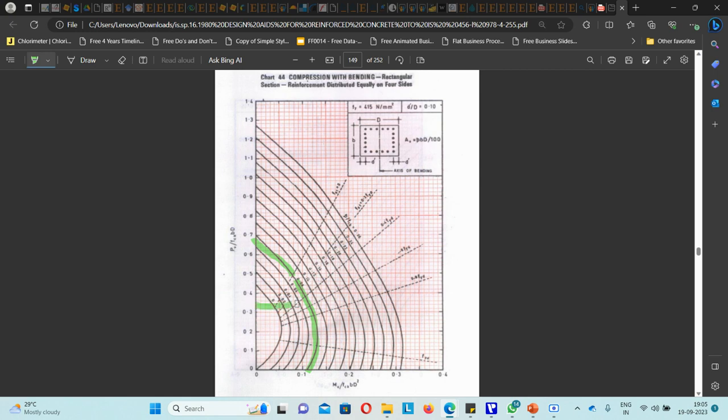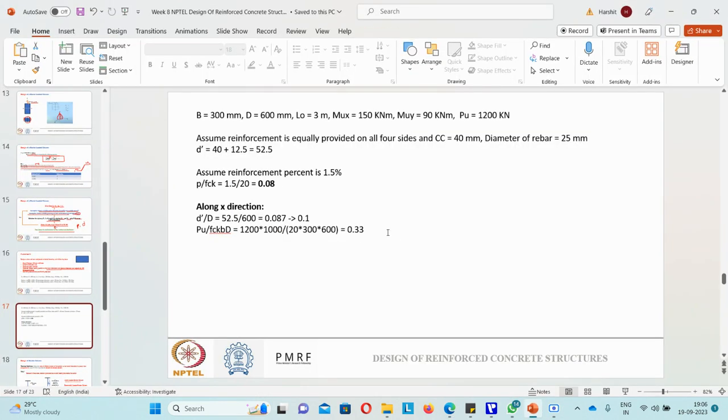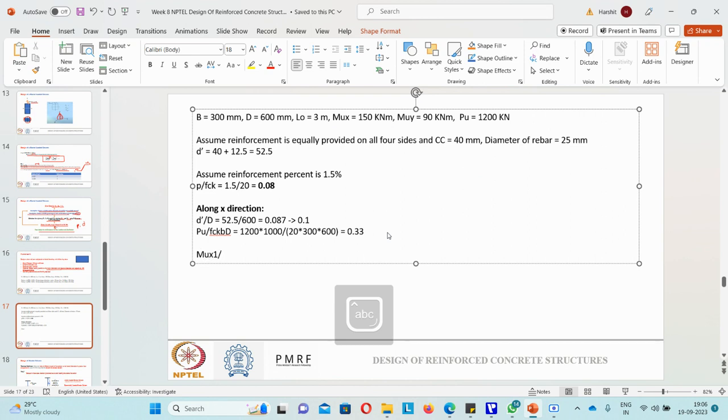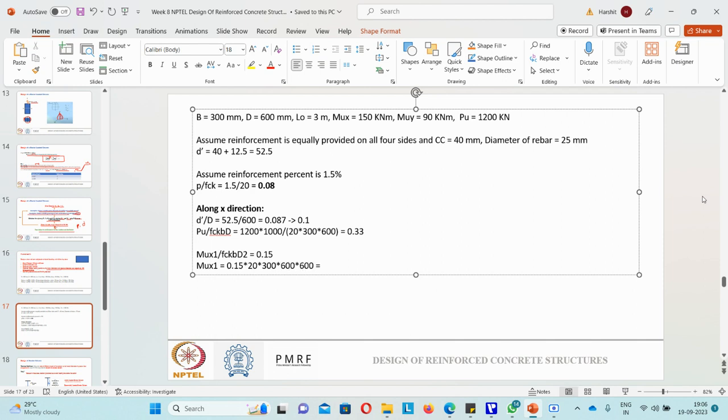So somewhere here. If I draw a horizontal line from here till this line, and then draw a vertical line downwards, this value will be somewhere in between 0.1 and 0.15. Okay, so just for safety we can assume 0.15. Generally we should not do it like this, but to be on the safer side, let's assume 0.15. It should be 0.125 or 0.13, but just to be on the safer side, I am assuming the value I am getting from SP16 is 0.15. So if this value is 0.15, I can calculate my Mux1. It is 0.15 into 20 into 300 into 600 into 600, so it will come out to be 324 kilonewton meter. Okay, so this is my Mux1.